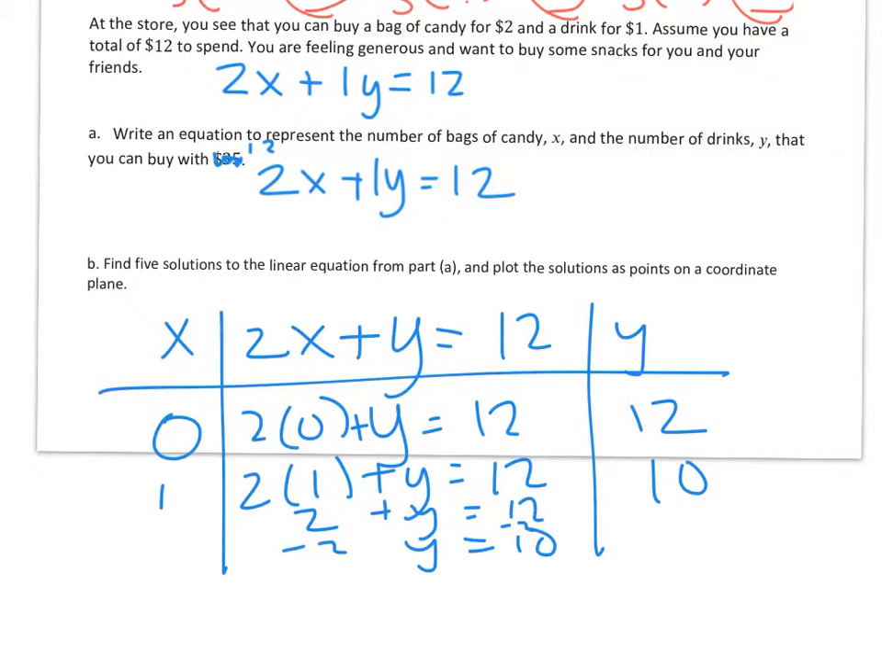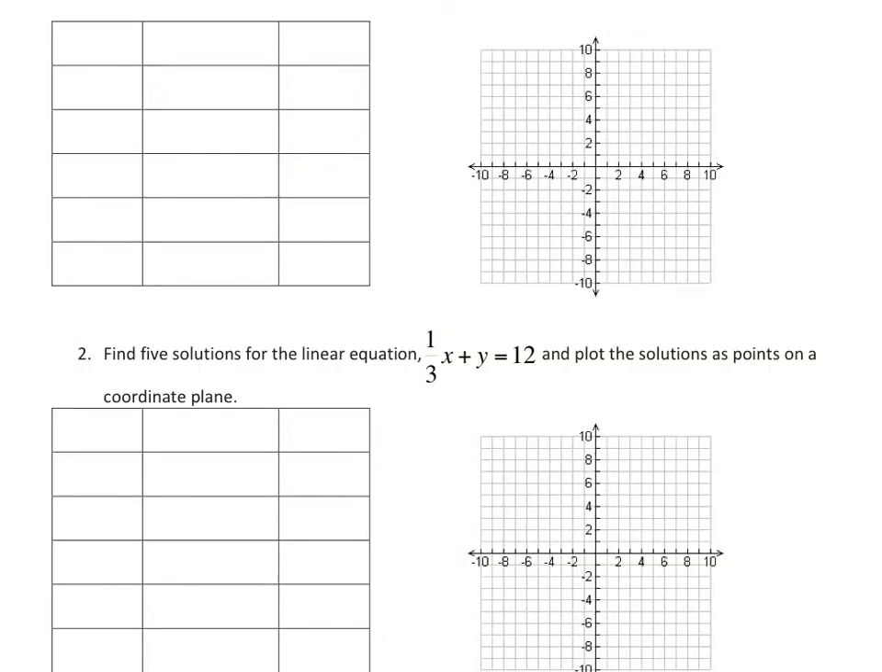So notice what's happening to the y. The y's are going down by 2. So if I plug in 2, I'm going to get an 8. If I plug in 3, I'm going to get a 6. Okay, so see how that pattern works? Okay, so what I had there was 0 and 12, 1 and 10, 2 and 8, 3 and 6.